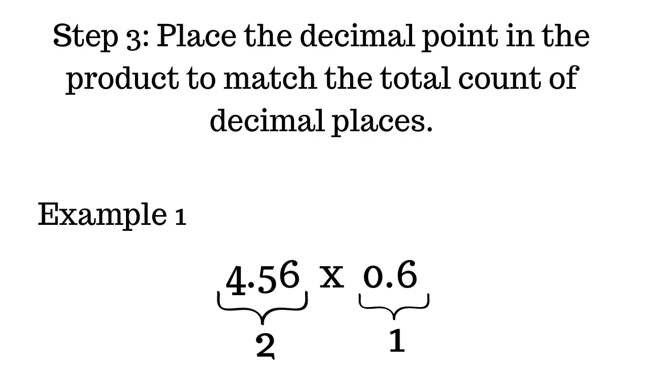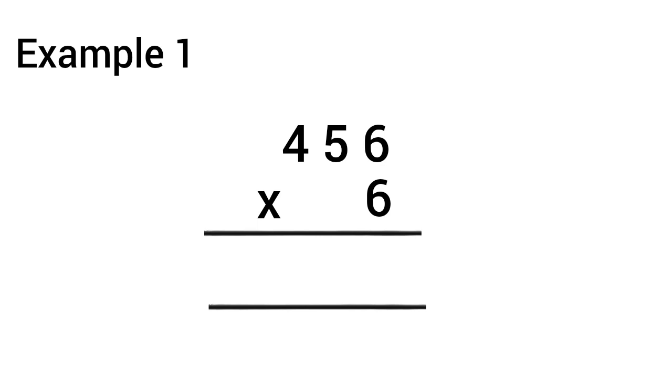Remember, in maths, we don't allow 0 in front of a whole number. And then we go ahead and multiply. 6 times 6 is 36. We write 6 and carry 3. 6 times 5 is 30 plus 3, 33. We write 3 and carry 3. 6 times 4 is 24 plus 3, 27.